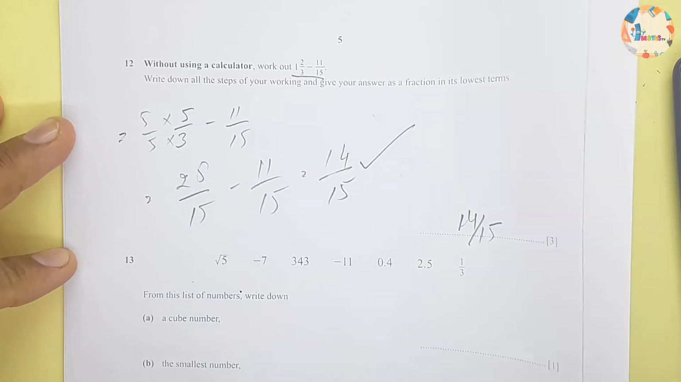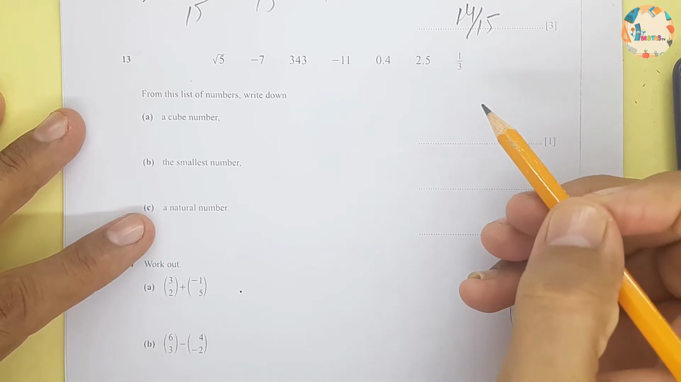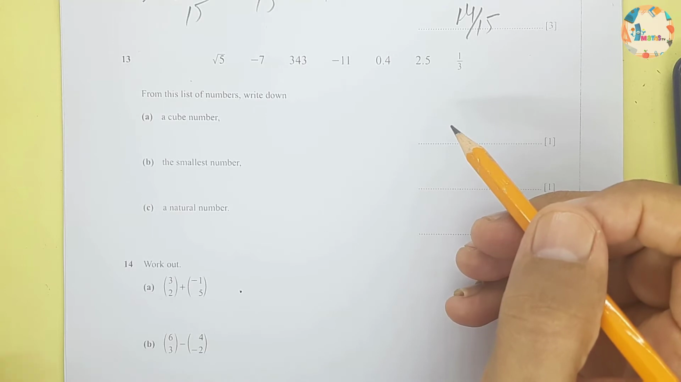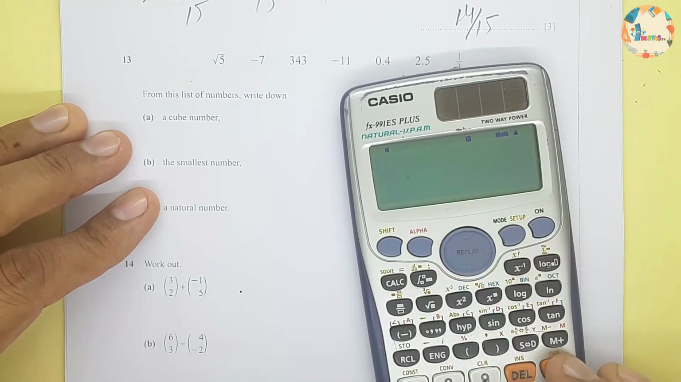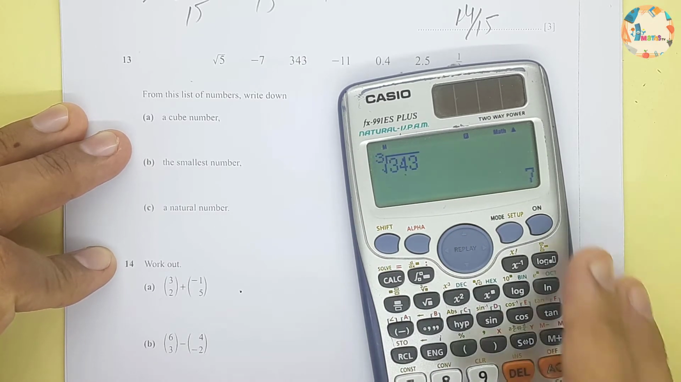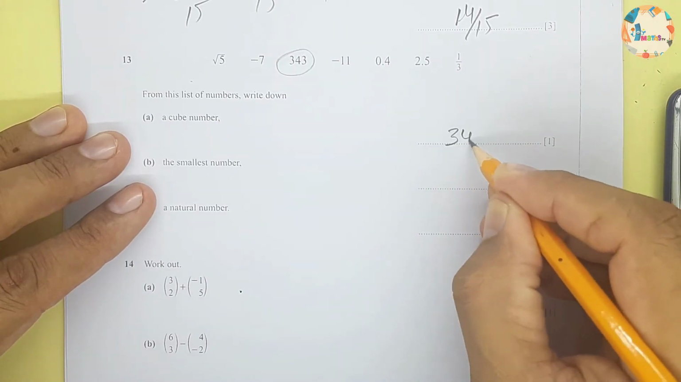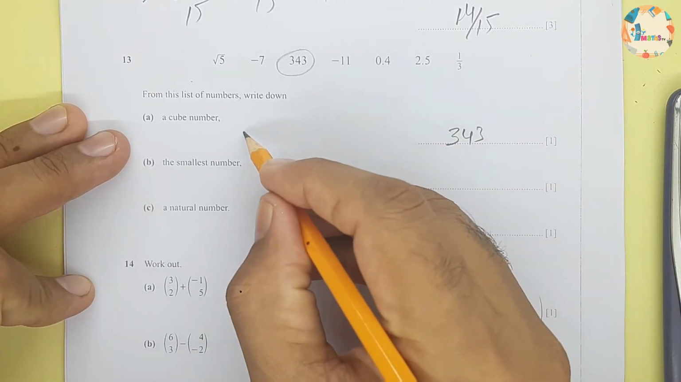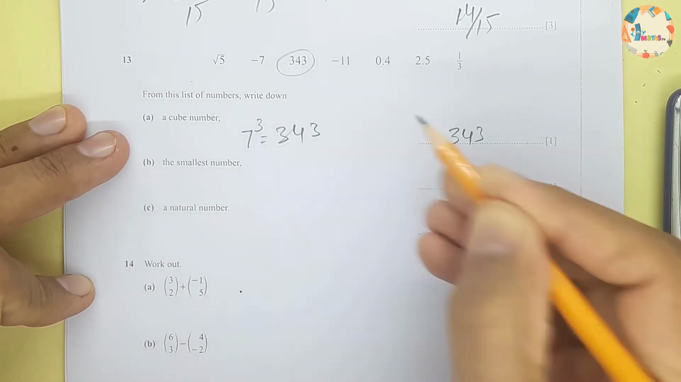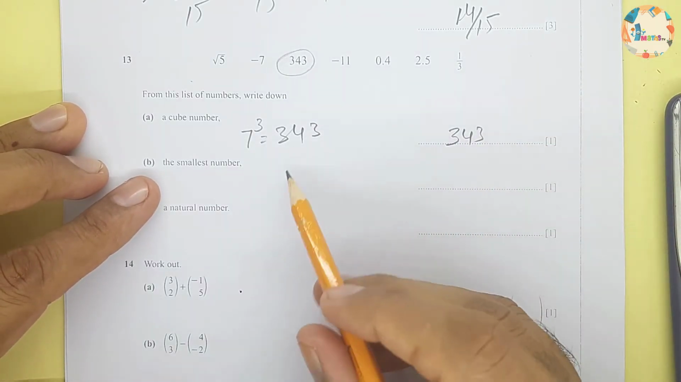Question number 13. From this list of numbers, write down a cube number. A cube number is a number which can be written as the cube of something. For example, if we check the cube root of 343, we will get 7. So 7 cubed is 343. We can write 7 cubed is equal to 343. We can also mention this, but this is a 1 mark question, so only the answer is sufficient. This is for your understanding.